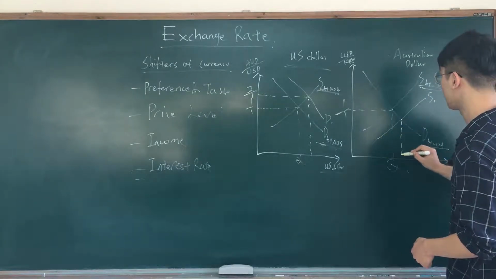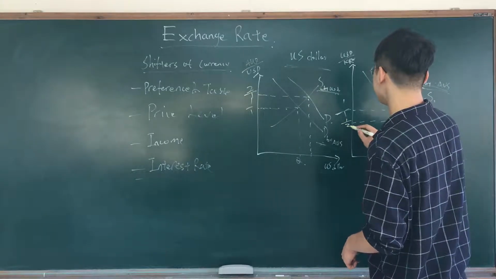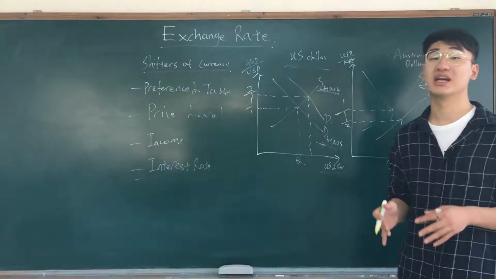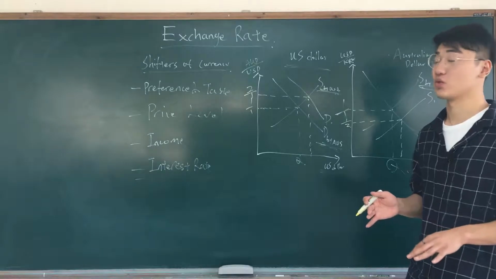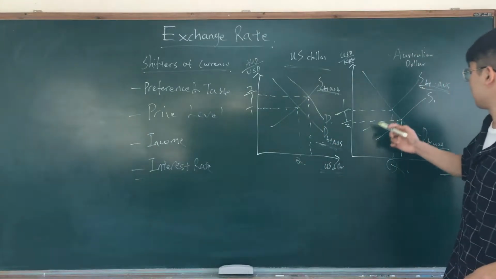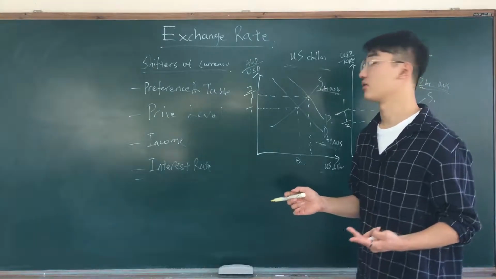So what happened to the Australian currency? The Australian currency decreases, and we call this situation depreciation. When a currency's value decreases, we call it depreciation. So when the value increases it is appreciation, and in this kind of situation it is depreciation. These are the two key terms that you need to know, okay?